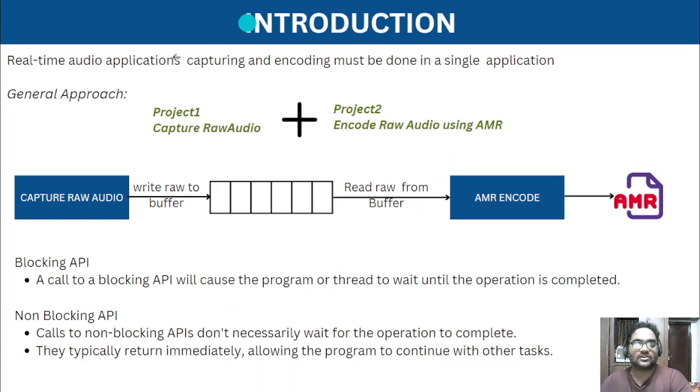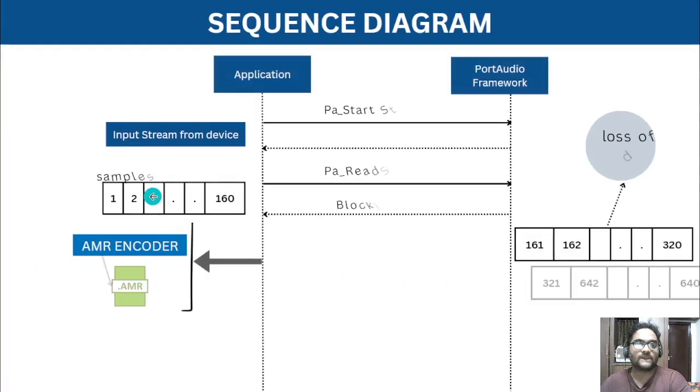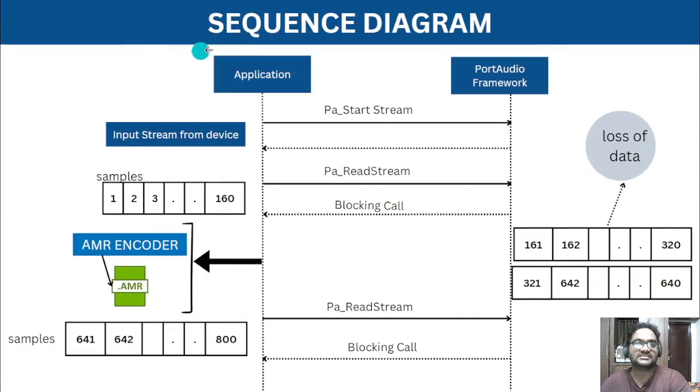Now let's see all together what is happening. This is what I am telling: this is a single project where we are capturing and then encoding in parallel. Let's see what happens from the sequence point of view. Let's say your application started and you did all the initializations, open stream, and once you did open stream, there is no callback associated. Finally you start the stream and the application sends this API to the PortAudio framework, and here you will get a stream that is open, and in the stream the data is coming live from the mic.